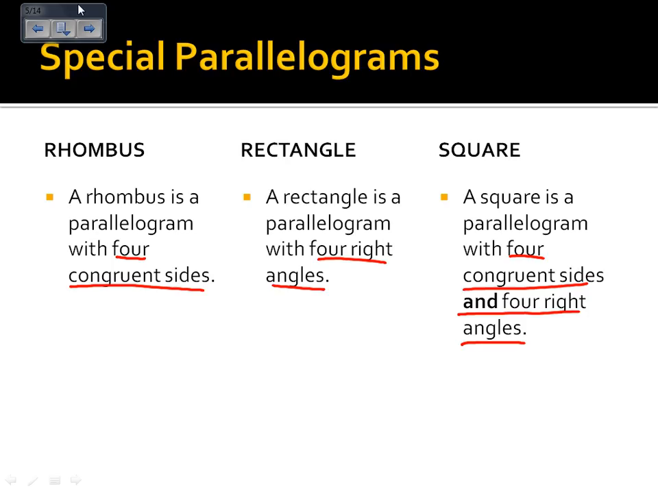So for a picture for a rhombus, it looks like a parallelogram, but we can be more specific, and we can say that all four of the sides are congruent, or equal. It looks like a little square that you pushed over. So if you drew a square and then pushed the top, and it kind of moved over a little bit.